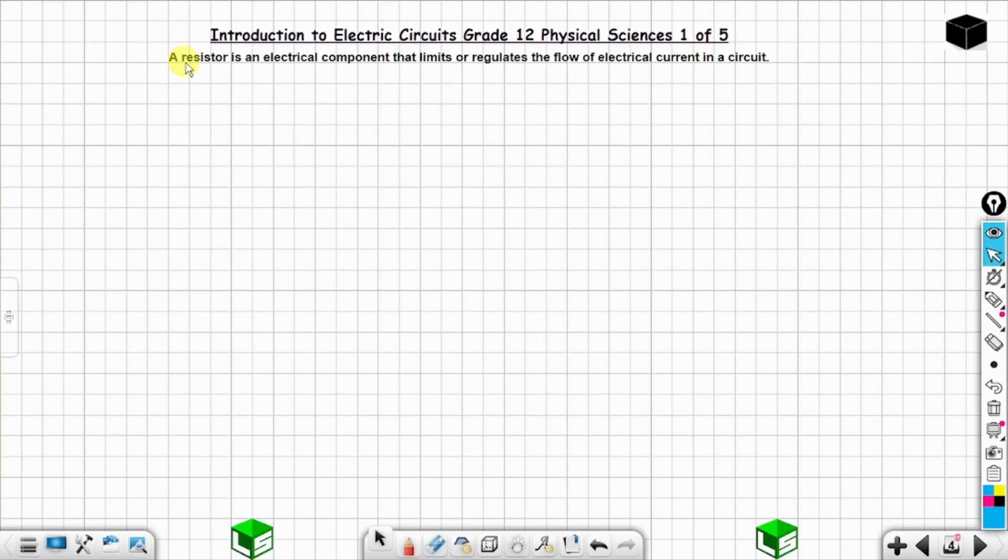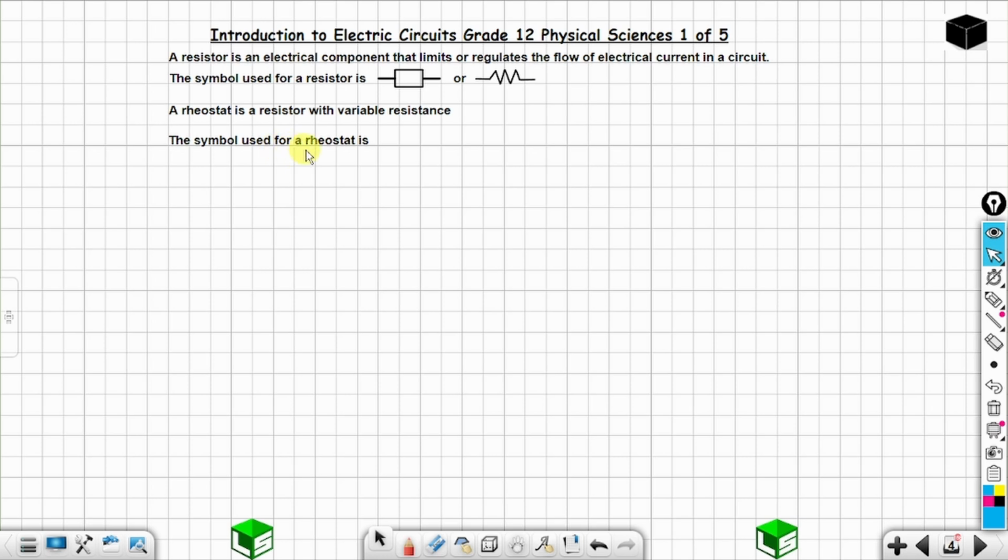A resistor is an electrical component that limits or regulates the flow of electrical current in a circuit. The symbol used for a resistor is this or this, and a rheostat is a resistor with variable resistance. A rheostat is a resistor that can be adjusted. The symbol used for a rheostat is this one or this one. You have an arrow to show that it is a rheostat.